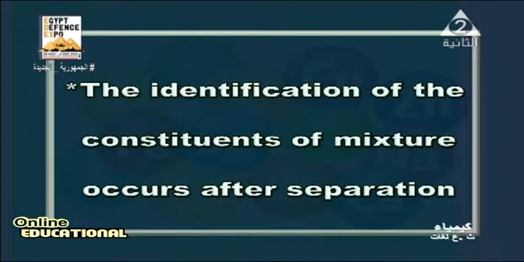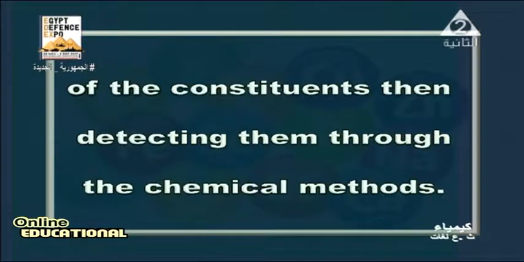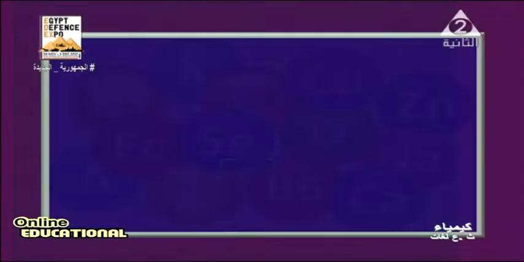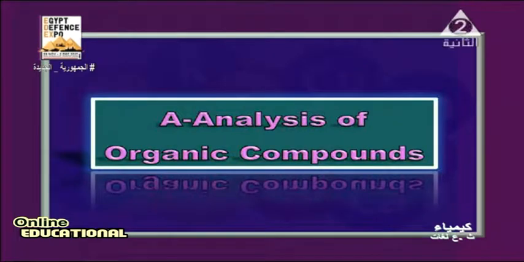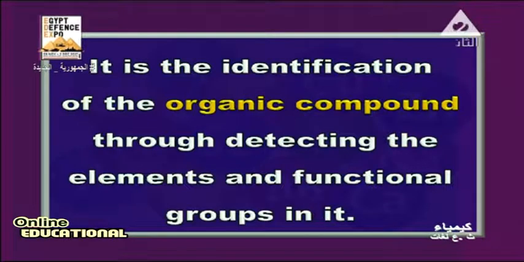Now, the identification of the constituents of the mixture occurs after separation of the constituents, then detecting them through chemical methods. The types of qualitative analysis: analysis of organic compounds, and we are going to discuss this in detail in chapter 5, which is the identification of the organic compounds through detecting the elements constituting the compound and its functional group.